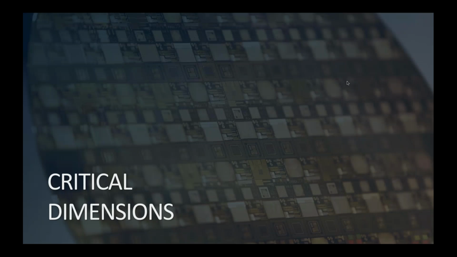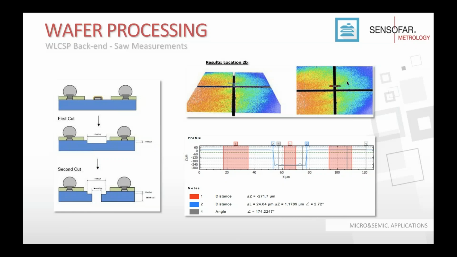Okay, so now we will move into the actual measurement capabilities and start seeing what our customers are working on. So this is a sample of a CSP wafer where the customer is actually sawing the different chips from the wafer.